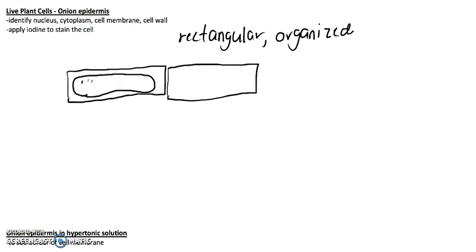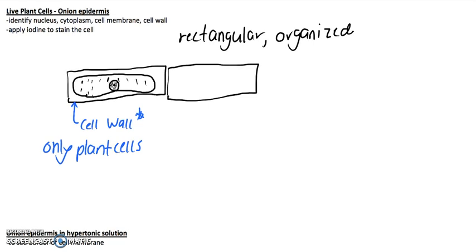And these are also granular, the onion cells. And we can also expect to find a nucleus. Okay, so let's label this for an onion cell. This is actually a cell wall. And these are found in only plant cells. Now this right here, this is actually the cell membrane.